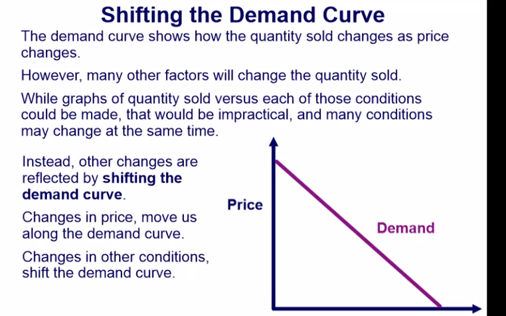While graphs of quantity sold versus each of those conditions could be made, that would be impractical, and many conditions may change at the same time. Instead, other changes are reflected by shifting the demand curve. Changes in price move us along the demand curve. Changes in other conditions shift the demand curve.